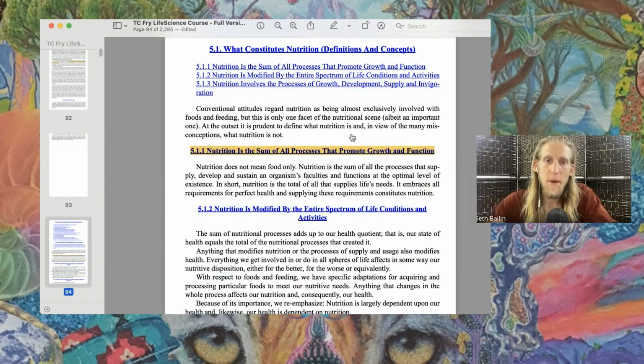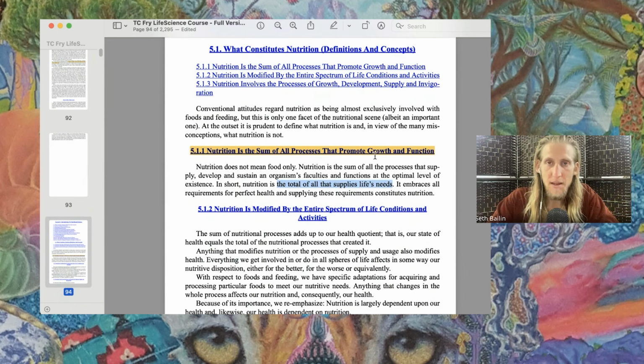So, right off the bat, what constitutes nutrition? Nutrition, according to life science and natural hygiene, is the sum of all processes that promote growth and function. Nutrition does not mean food only. Nutrition is the sum of all the processes that supply, develop, and sustain an organism's faculties and functions at the optimal level of existence. In short, nutrition is the total of all that supplies life's needs.